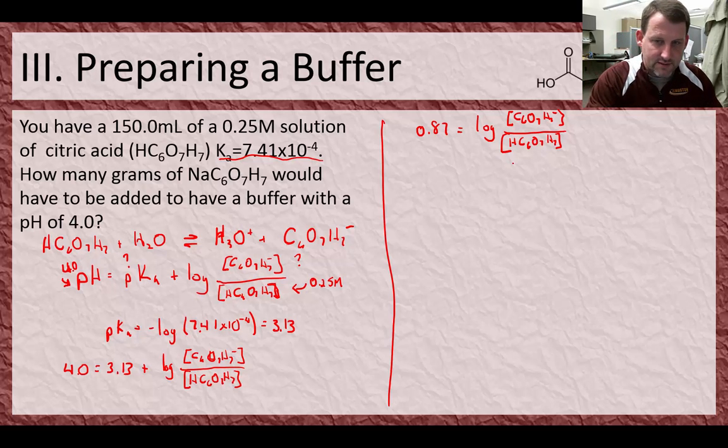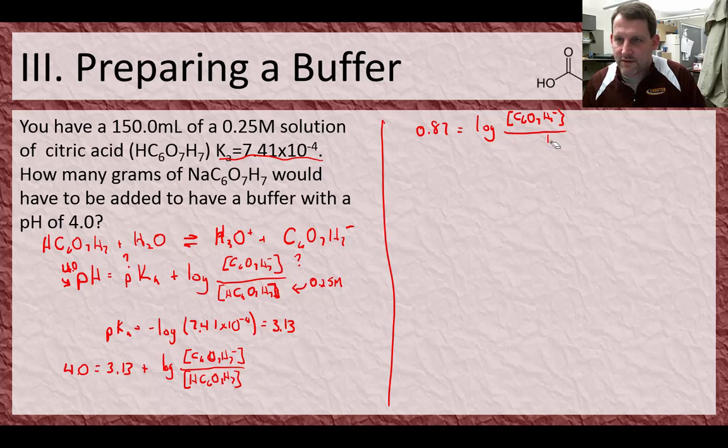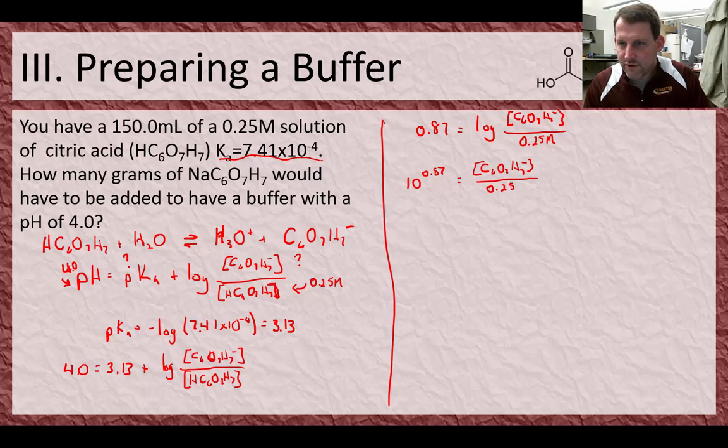And actually, let's make our lives easier, and we know a number for this, so we can just put in a number. This is going to be 0.25 molar. So the only thing we don't know is this concentration. Now to get this next step, we got to undo this log to be able to get this concentration out. So to undo a log, we do 10 to the whatever power. So this is going to be 10 to the 0.87 power is equal to, and that 10 to the whatever gets rid of the log, the concentration of C6O7H7 minus divided by 0.25 molar.